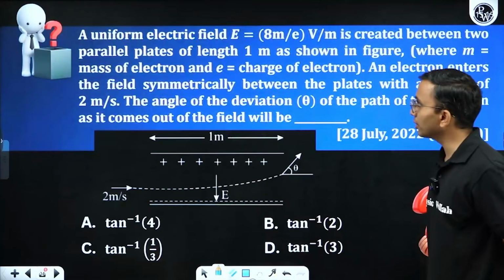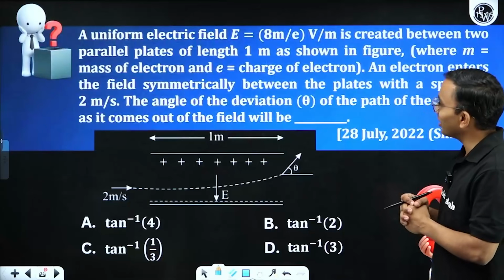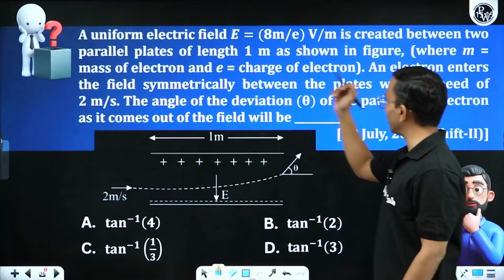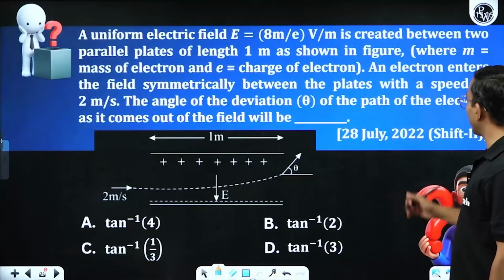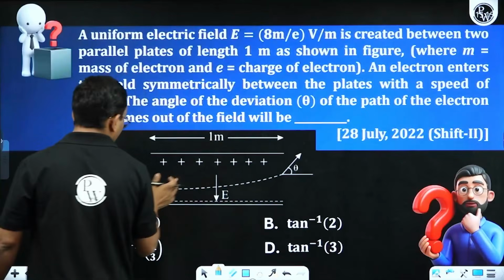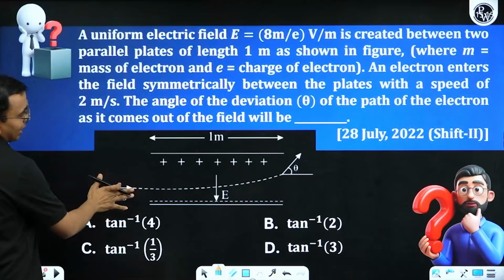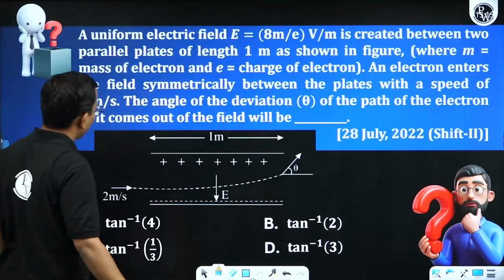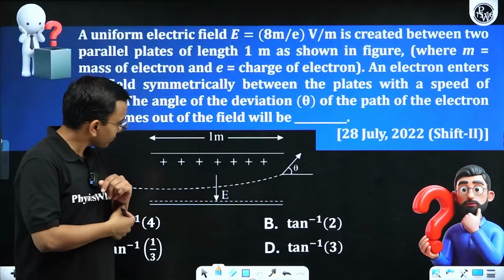Yeah, we have this question. Read it out. A uniform electric field 8 m by E is created between two parallel plates of length 1 meter as shown. Mass is m, charge e of the electron. An electron enters symmetrically between the plates, entering from here with speed 2 meter per second. So when it passes from the plates, what will be the angle of deviation? Theta. Now try to understand this.